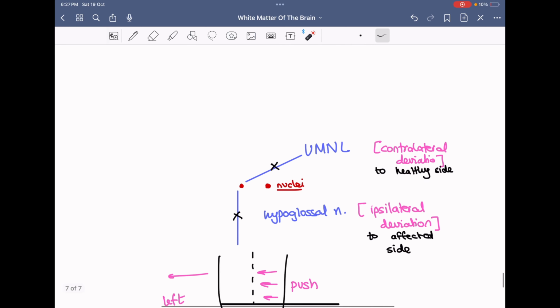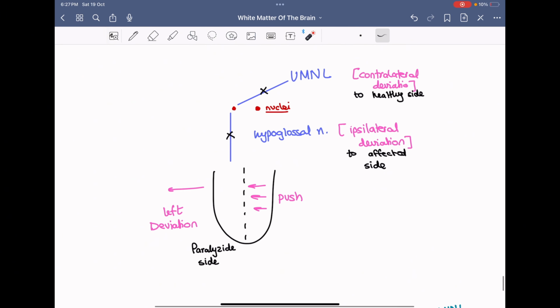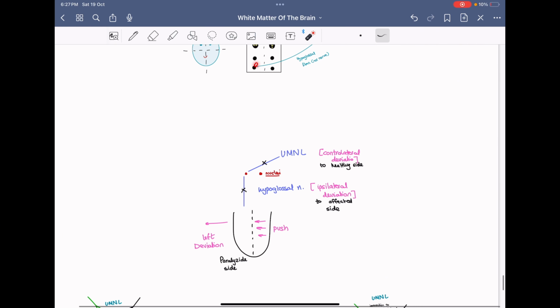How is this relevant? Let's take a look at this picture. This is a picture of the tongue. This is the left side, this is the right side. If you have a problem in the upper motor neuron fibers, that means that this side is going to get knocked out. If you get a problem in the right side, that means that the left side will be affected. So if this side is affected, right? This side is going to be paralyzed.